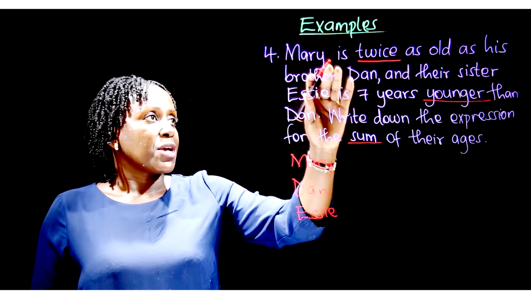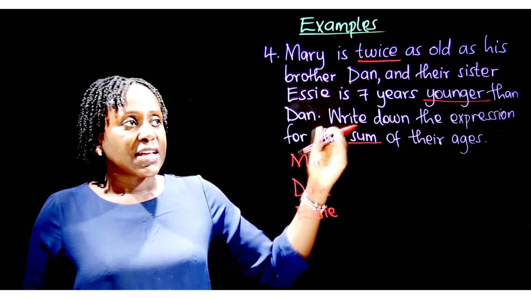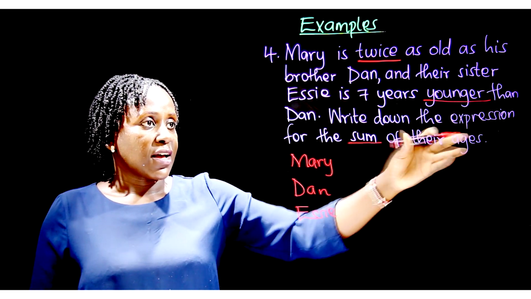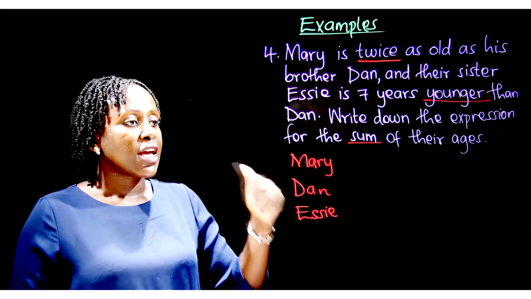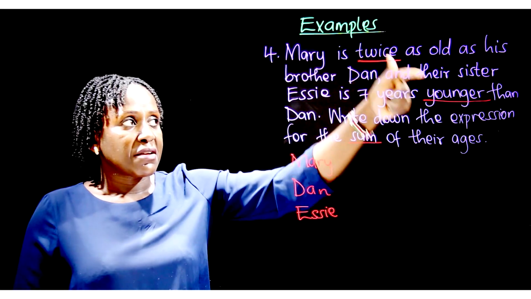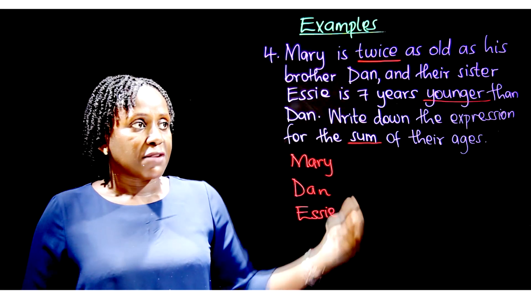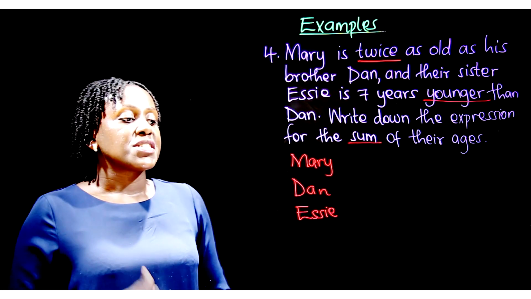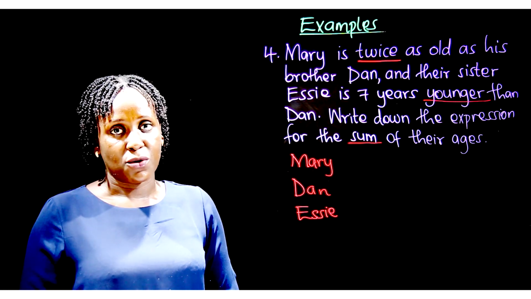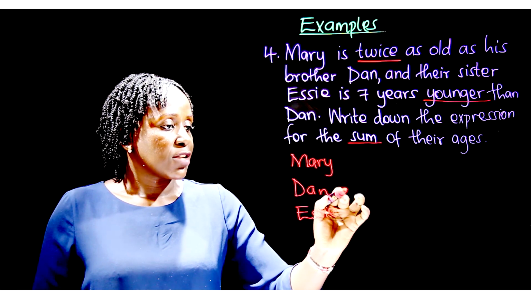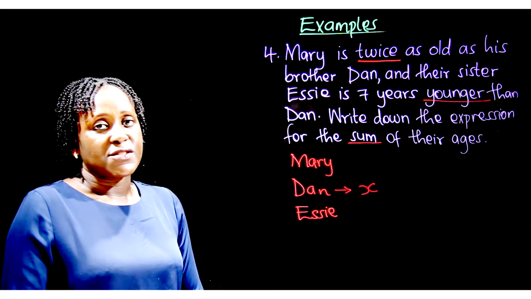Okay? So Mary is twice as old as his brother Dan. And their sister Essie is 7 years younger than Dan. So if you look at this, you realize that the age of Mary is being referenced to the age of Dan, and the age of Essie is still being referenced to the age of Dan. So it is easier to give the age of Dan a letter. Okay? So we're going to represent the age of Dan with a letter X. So Dan is X years old.